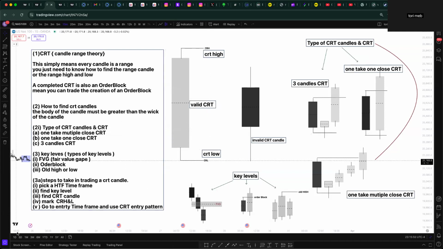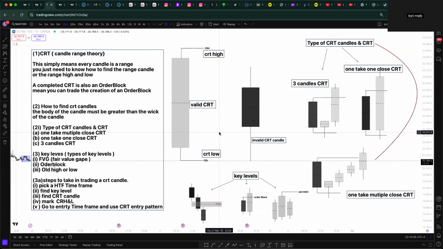First of all, CRT simply means candle range theory. It makes you understand that every candle is a range. You understand? This simply means every candle is a range. You need to know how to find a range candle, a range high or a range low. So I'll quickly explain this.